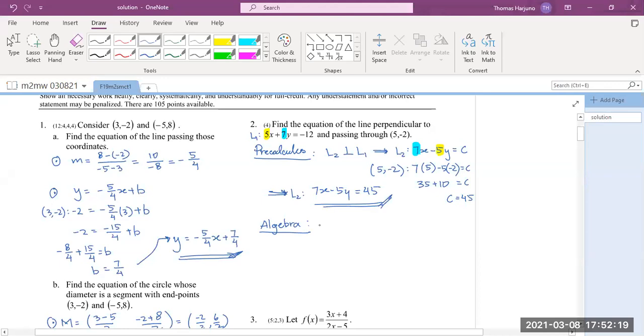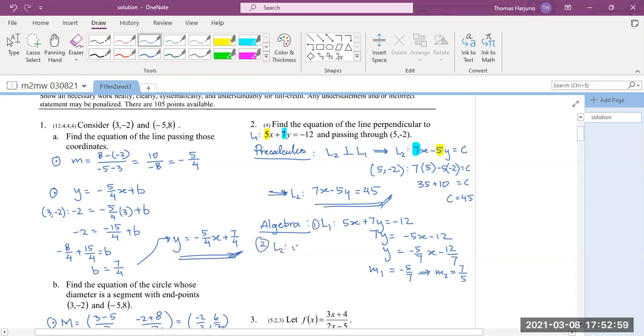But if you insist on using the algebra method, okay, so for line 1, you need to find the slope first, right? So 7y equals negative 5x minus 12, and then divided by 7. So the slope for line 1 is negative 5 over 7. Therefore, the slope for line 2 is 7 over 5. Right? Okay. Let's say this is the first step. Then let me start here, second step.